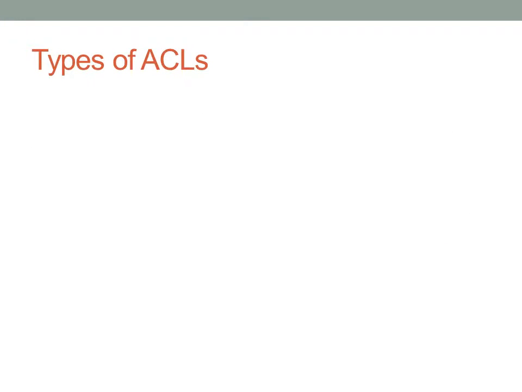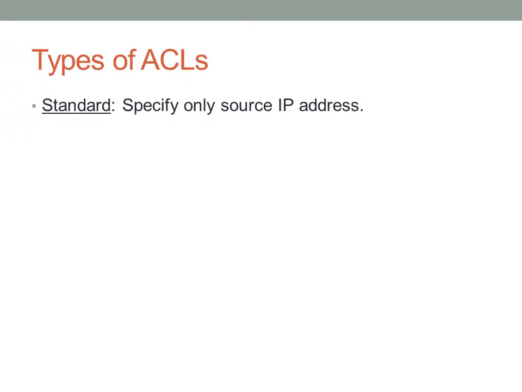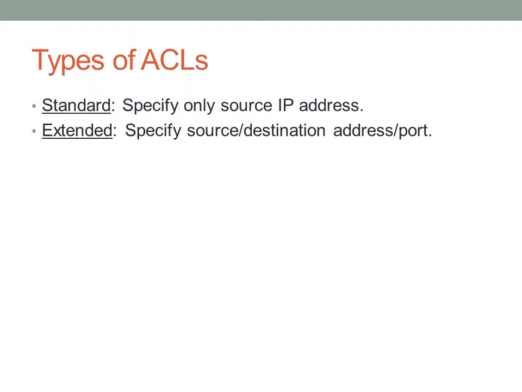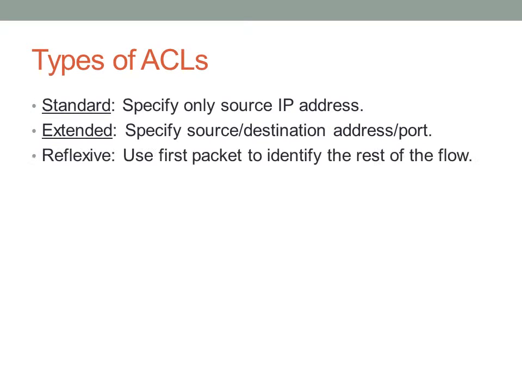So there are a few different types of access lists. We're going to talk about two, but you need to know about all of them for the CCNA exam. The first one is a standard access list. With a standard access list, you only specify the source IP address. With an extended access list, you can specify a source and a destination, and you can specify an IP address and a port, possibly a protocol, and a number of other things.